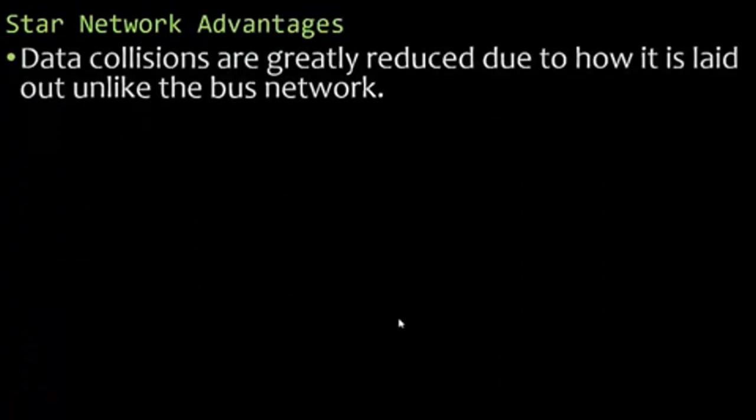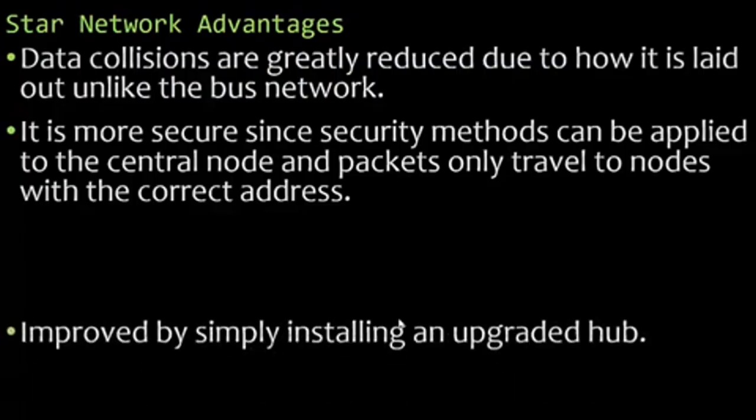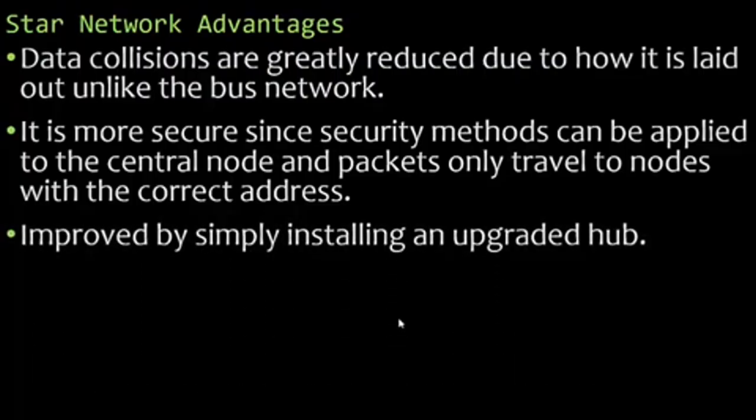Data collisions are greatly reduced due to how it's laid out, unlike the bus network. In the bus network, data messages can collide. If two people are sending data at the same time, those messages can collide with one another, and we'll talk more about that in class. It's more secure than bus topology, since security methods can be applied to the central node, and packets will only travel to nodes with the correct address. It's improved by simply installing an upgraded hub.